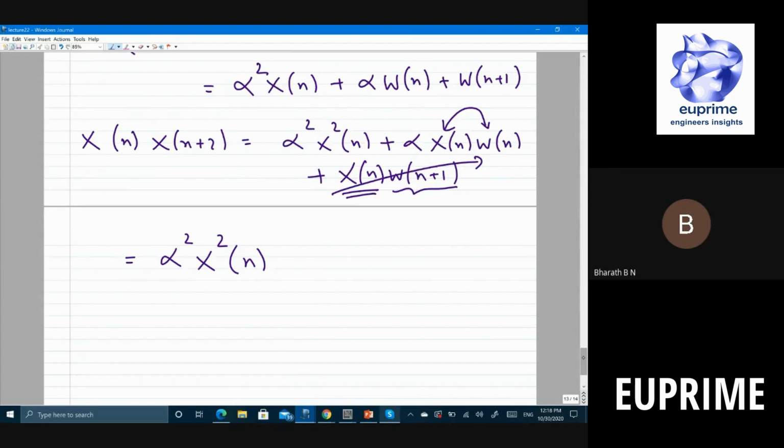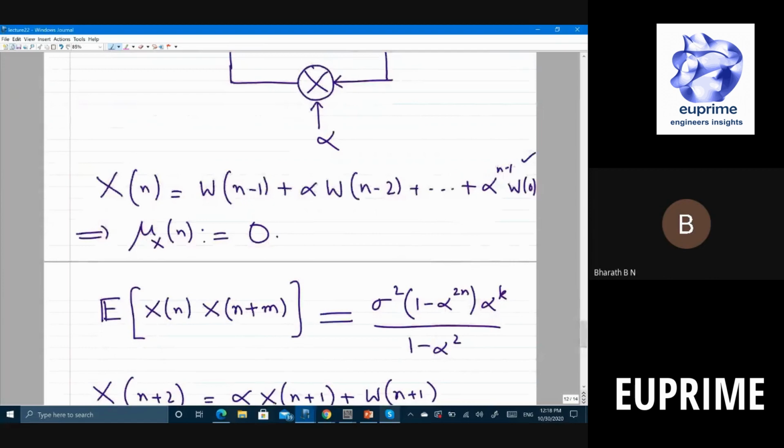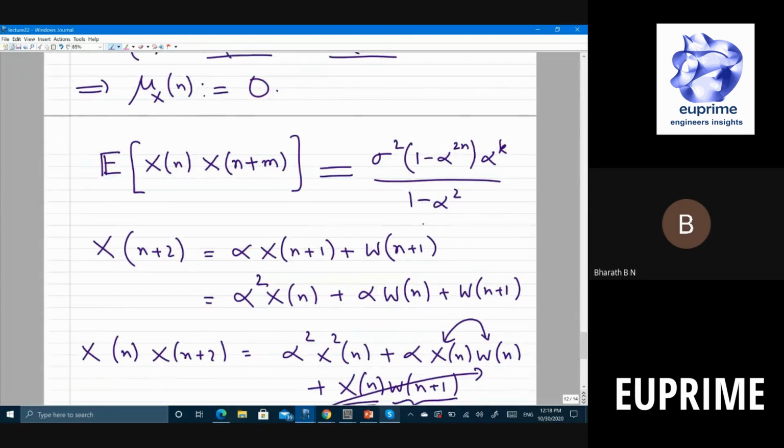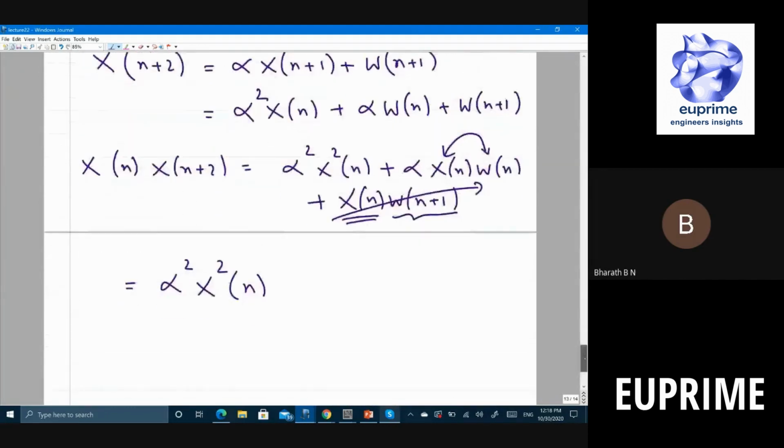But x of n is something that I already have written, right? So x of n is given by this. All that I have to do is square this, right? So what will be the square of this? This squared plus this squared and so on. It will all be the squares. Expected value will be sigma squared times 1 plus alpha squared plus and so on, up to alpha power 2(n minus 1). It's a geometric series. The cross terms will anyway be 0. So you have a geometric term here, right? That's why you get 1 minus alpha power 2n by 1 minus alpha squared. There is an alpha power k because, okay.